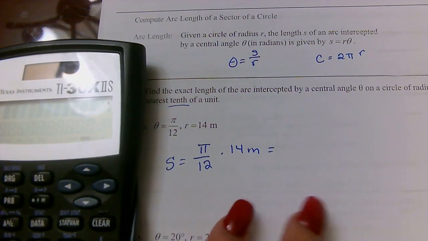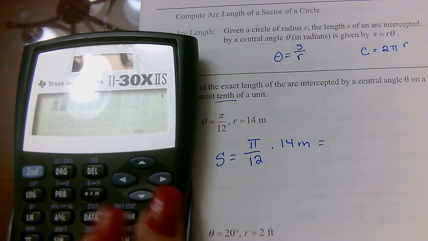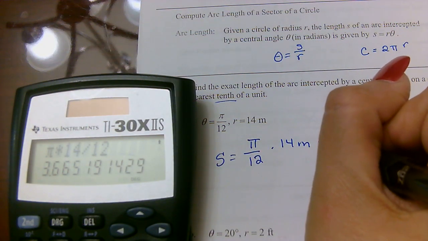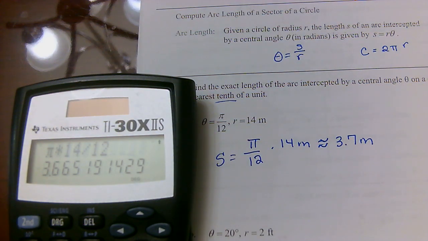We are going to multiply the pi in it because we're rounding to a tenth of a unit, so that means we need to include the pi. So I'm going to do pi times 14 divided by 12. This is going to be 3.7, approximately, so 3.7 meters. That's the approximate length, with an angle of pi over 12 and a radius of 14 meters. All right, next one.